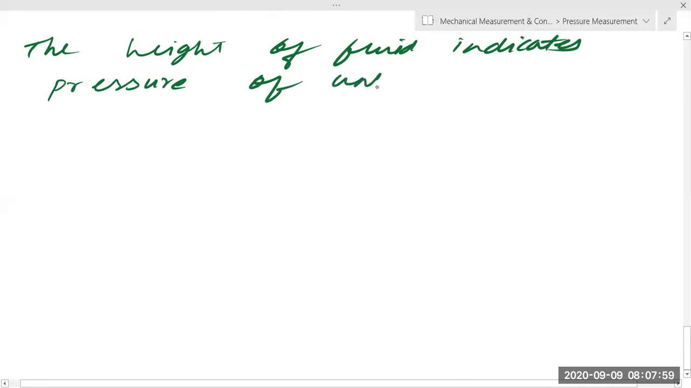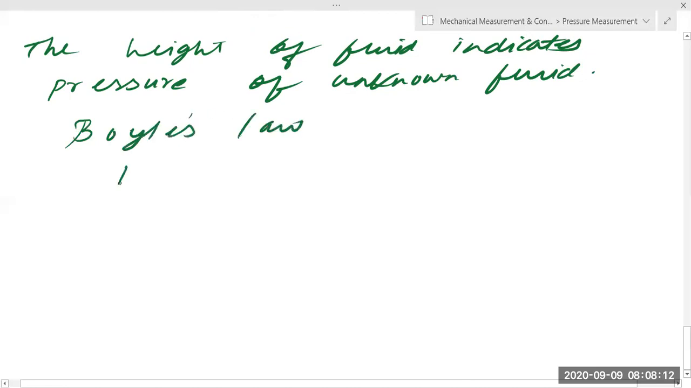Simple. Now, if we try to simplify, we know Boyle's law in thermodynamics, which we have studied. What do you mean by Boyle's law? Pressure is inversely proportional to volume. When the volume is more, pressure is less. When the volume is less, pressure is more. Or we can write it as PV equals constant.